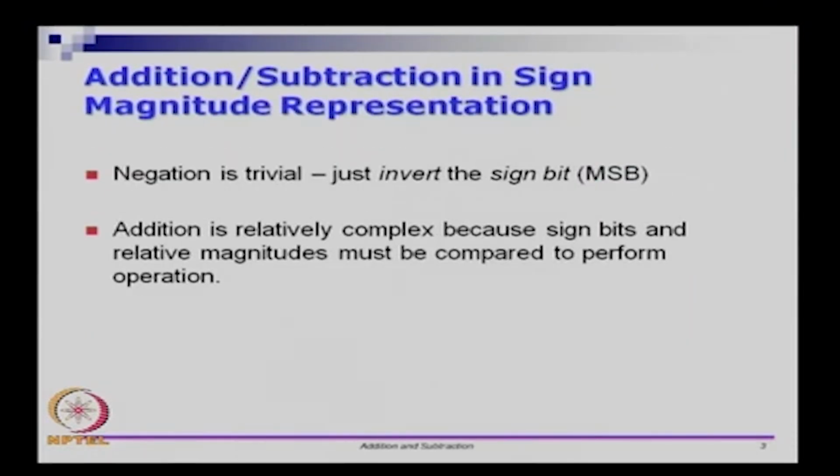So let us start with the very first signed representation, namely the sign magnitude representation. Addition and subtraction in sign magnitude representation: negation is actually trivial, right. If you want to negate a number, all you have to do is take the most significant bit and flip it. So if it is positive, it will go to negative, if it is negative, it will go to positive, that is okay. However, addition is relatively complex. Because addition is complex, subtraction also becomes complex, because subtraction is negation followed by addition, right.